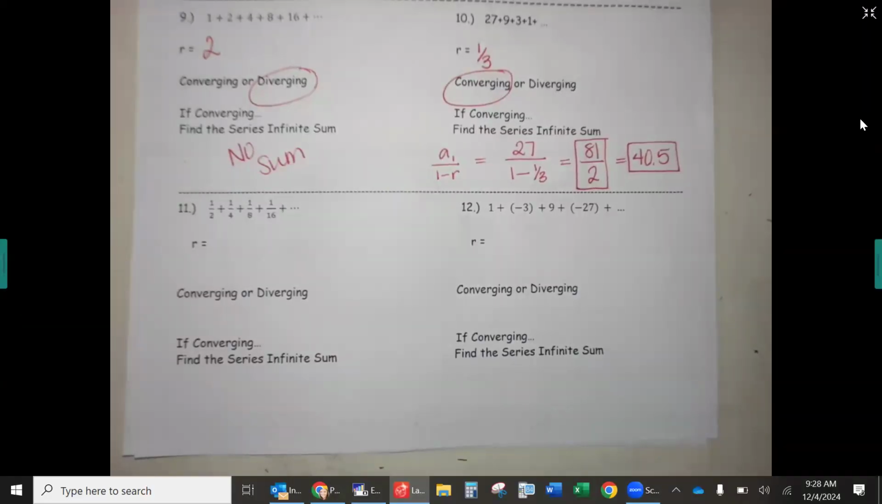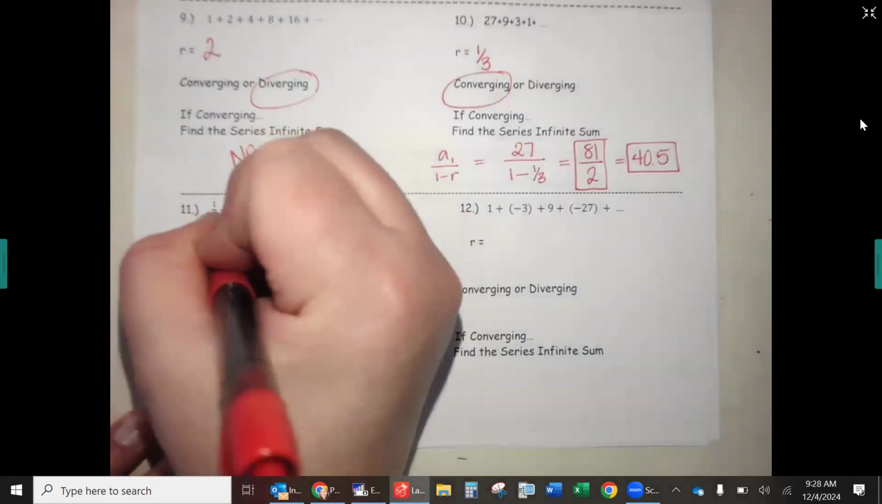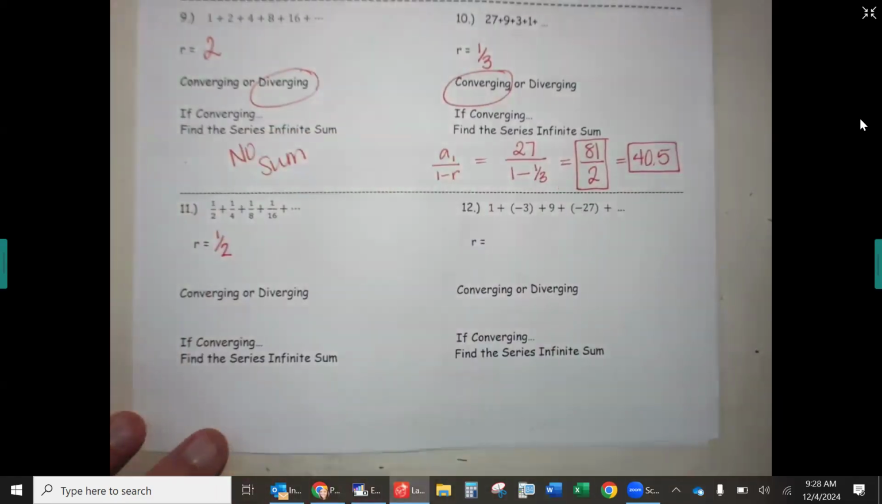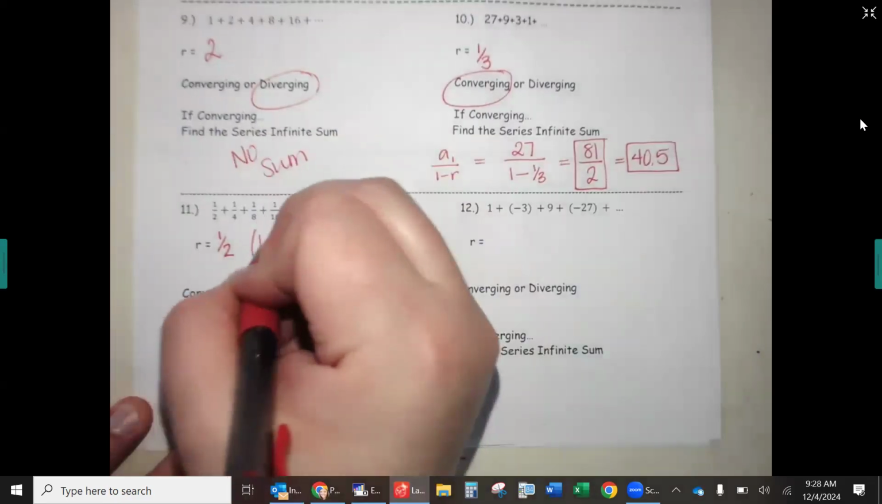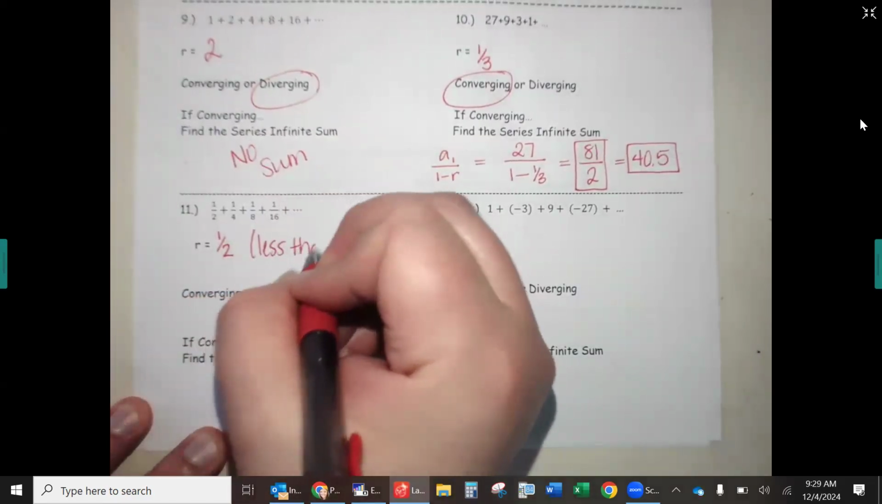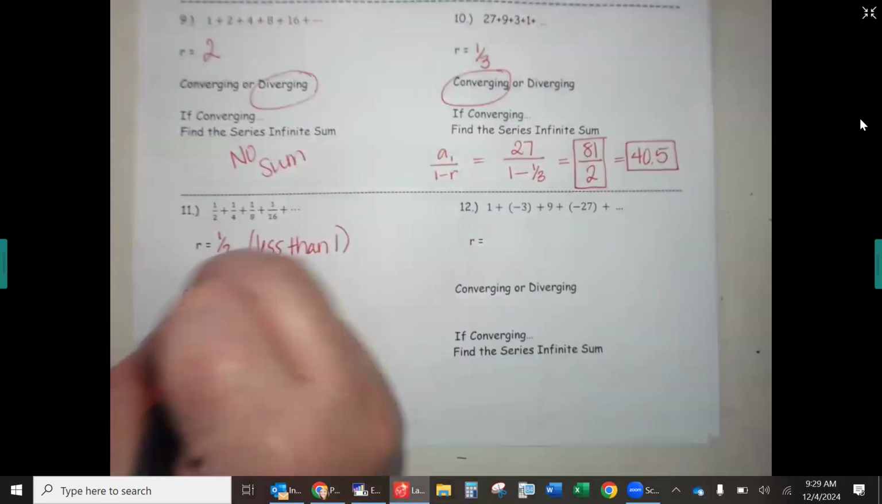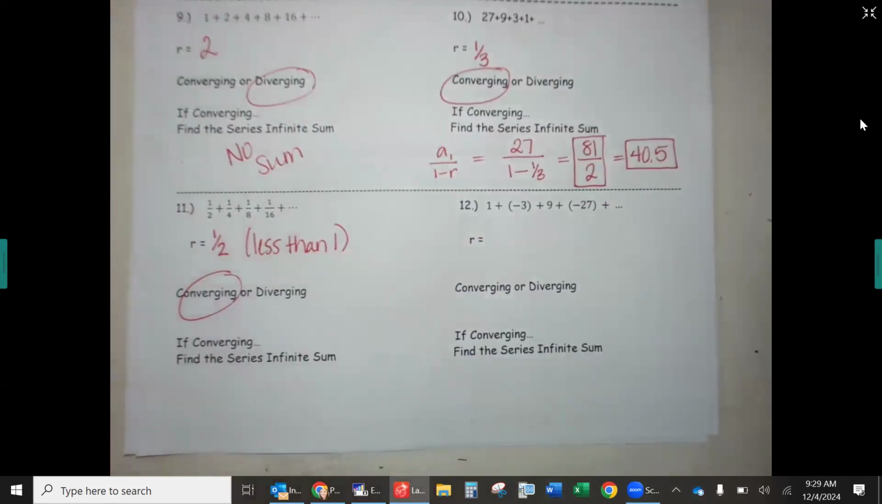Take a look at number 11. What's the pattern? I go from a half down to a fourth. It's dividing by 2 each time, which means your R is a half. Is that bigger than 1 or less than 1? And if it's less than 1, that means it's what? Converging. And if it's converging, that means you are going to get an answer.